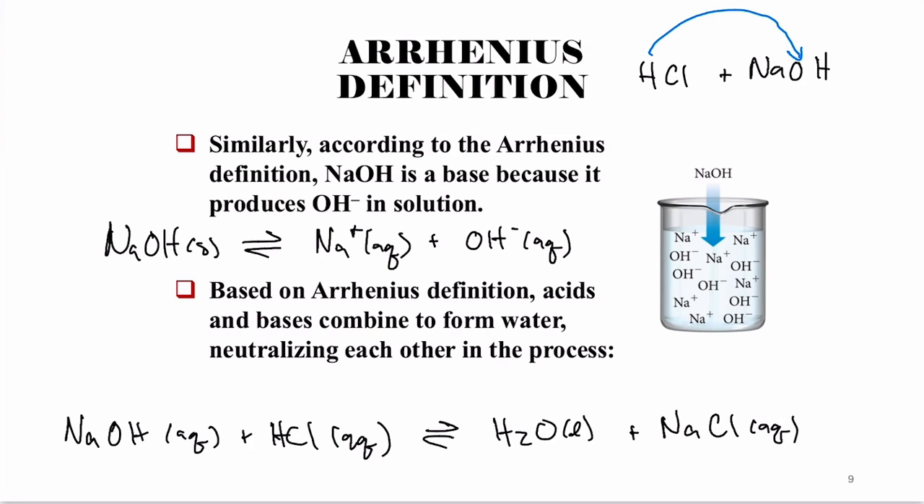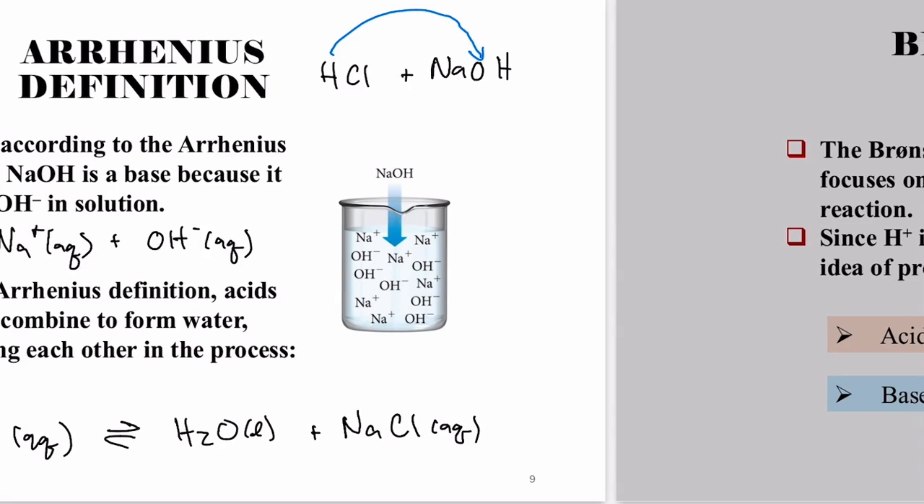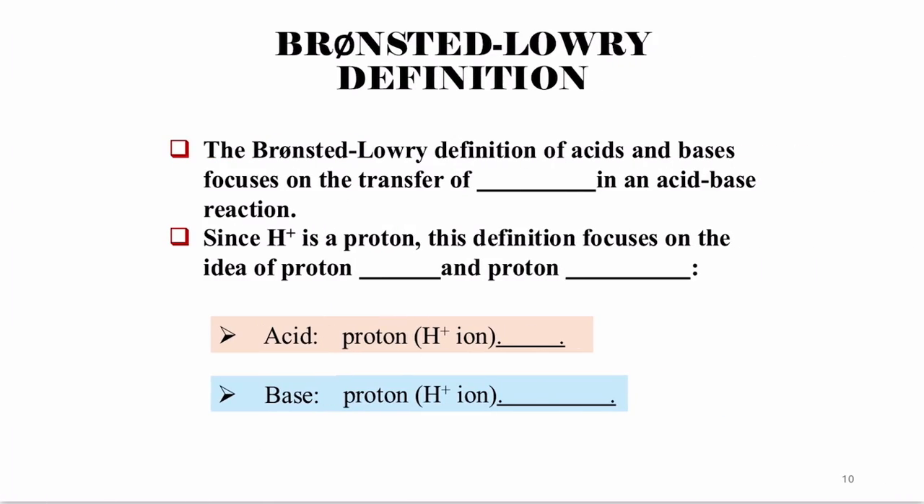The Bronsted-Lowry definition, right, is going to expand what we think of acids a little bit, because it's not just about making H3O plus or OH minus in solution, but instead is looking at the transfer of protons in acid-base reactions. Since H plus is literally just a proton in solution, this definition focuses on the idea of proton donors and proton acceptors.